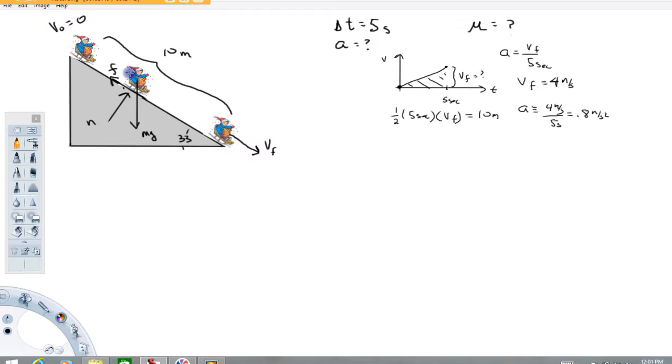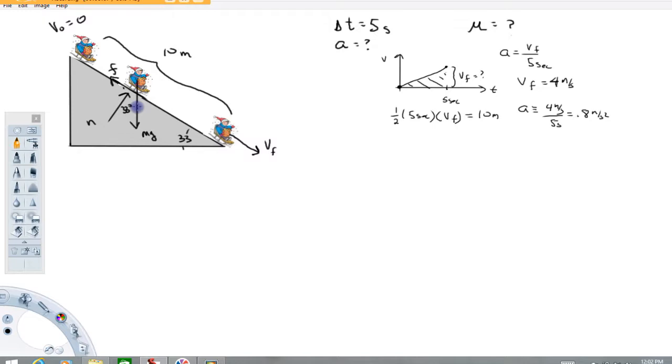All right, so, geometry. The angle between the normal and the mg is typically pretty important. So this is 33 degrees. That makes this one right here 67 degrees. And then from here to here is 90. So that's going to make this one also a 33-degree angle between the normal force and the mg.